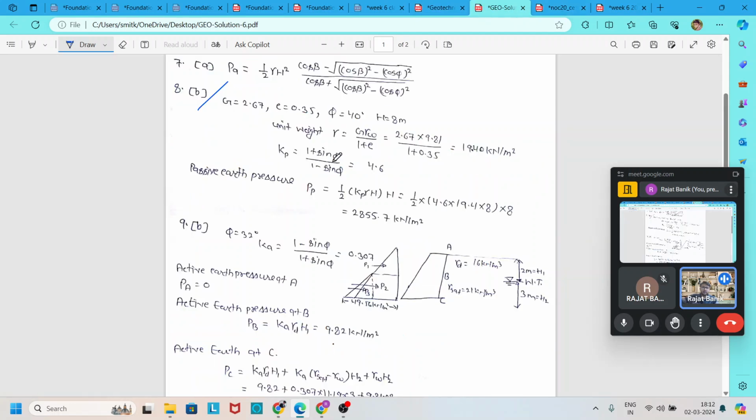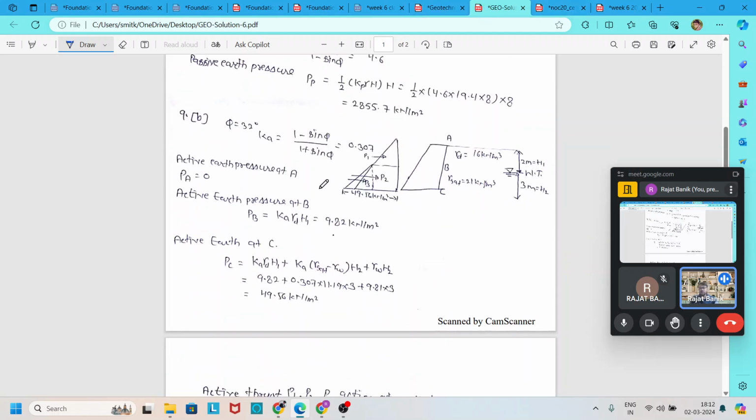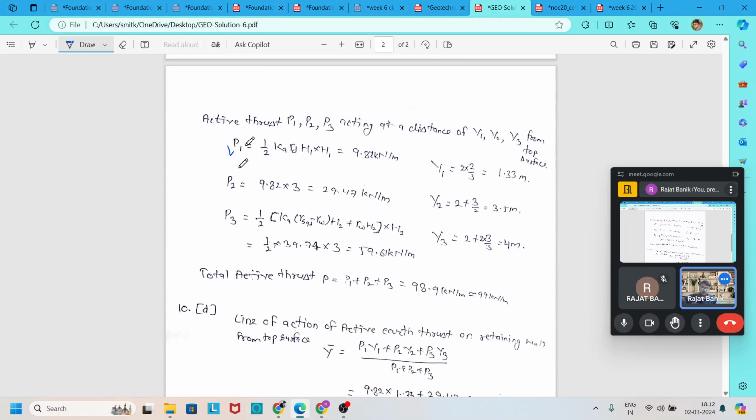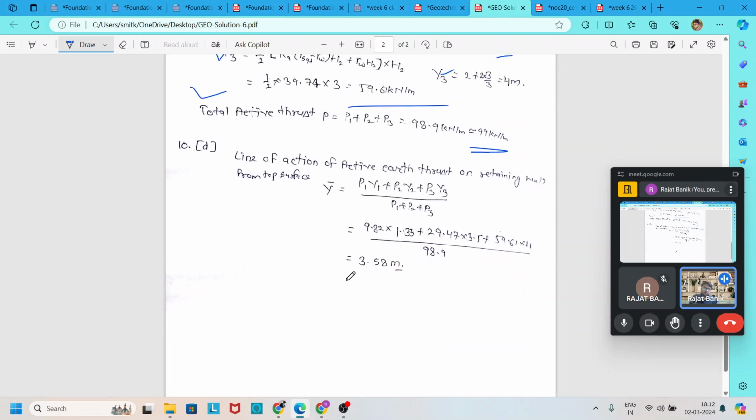So here you see the solution quickly. First, find the active thrust, that is question number 9. We find the force at each triangle, P1, P2, P3. The total becomes 99 kilonewton per meter. Also find Y1, Y2, Y3, which are 1.33 for the first area, 3.5 for the second, and 4 meter for the third. Put all these values and get the answer, 3.58 meter.